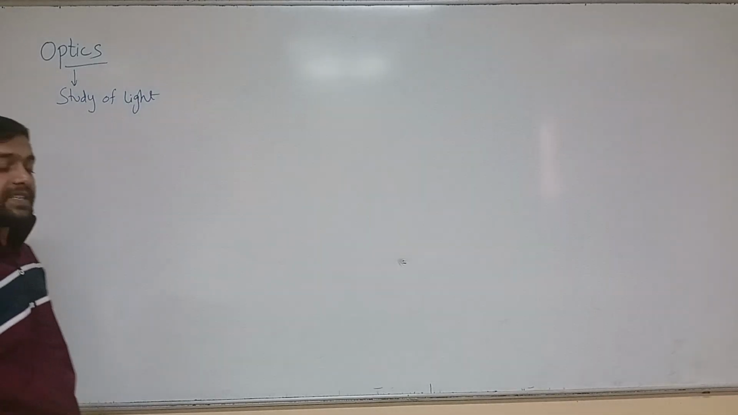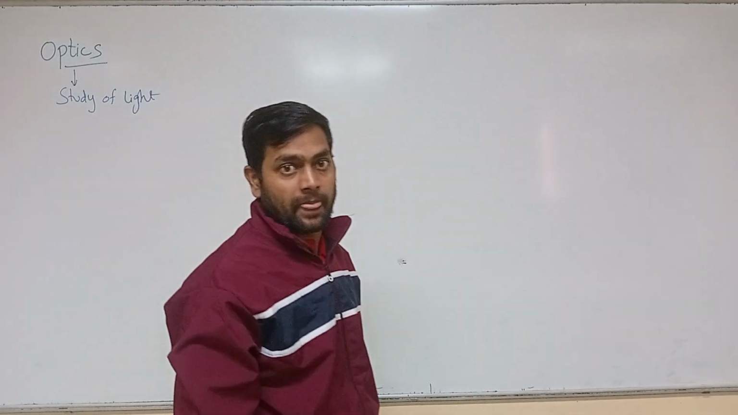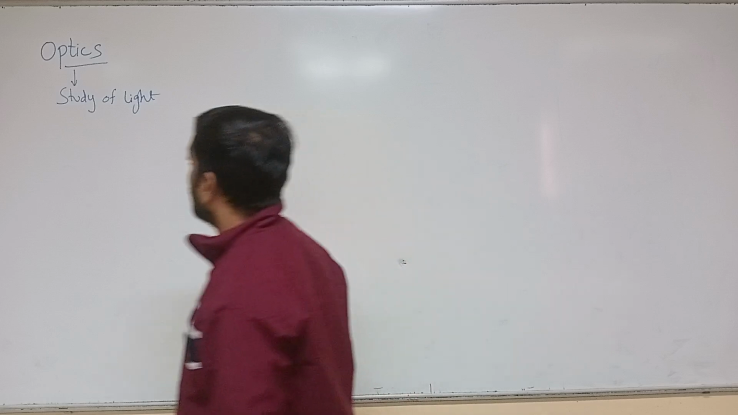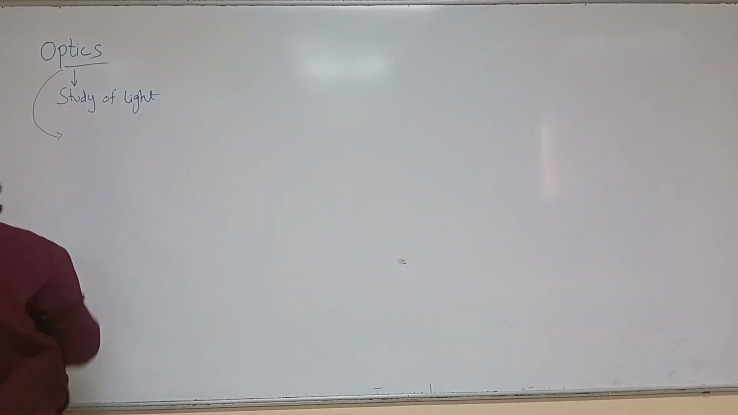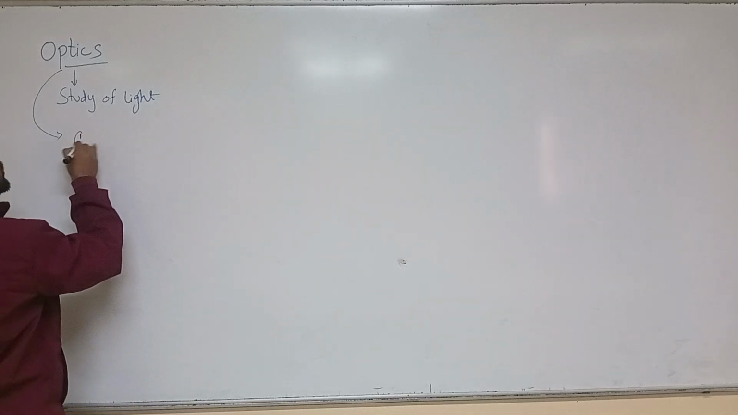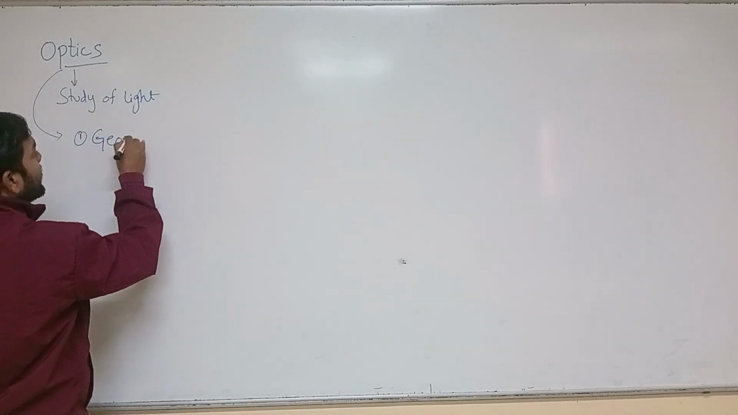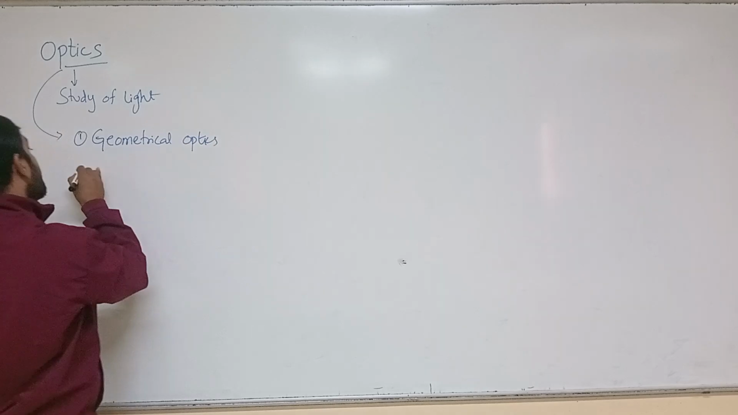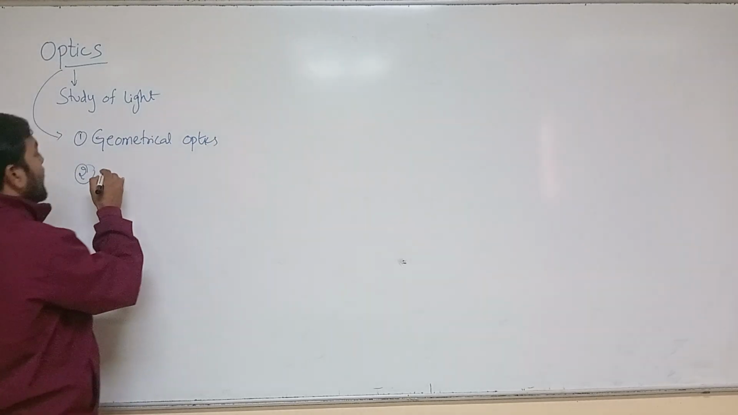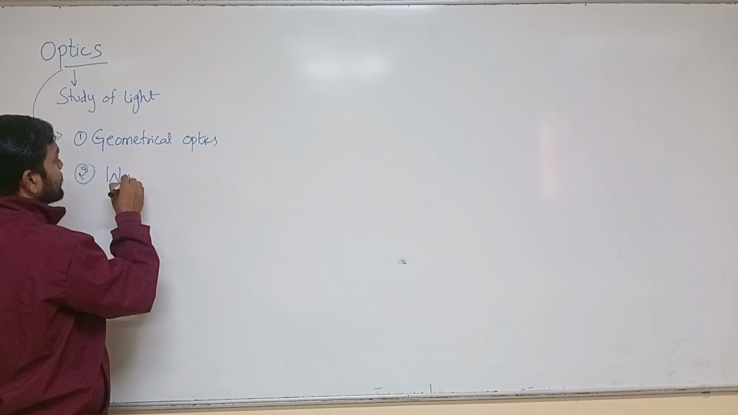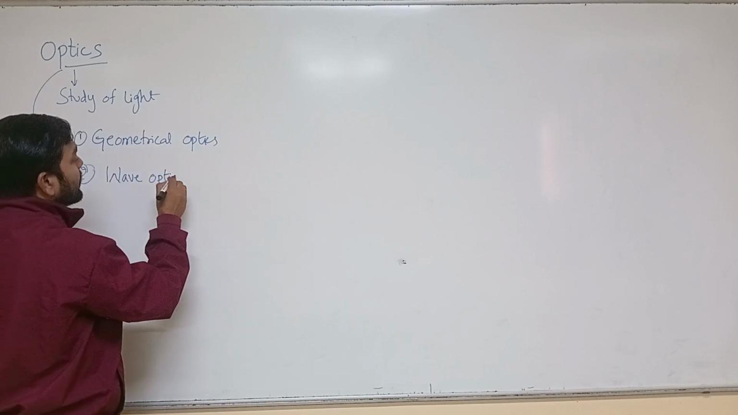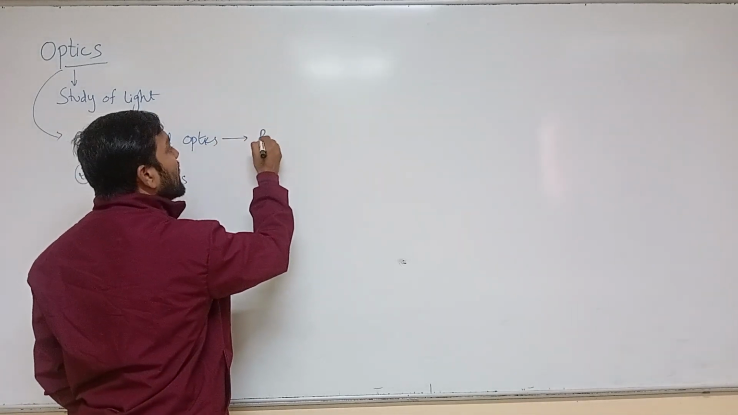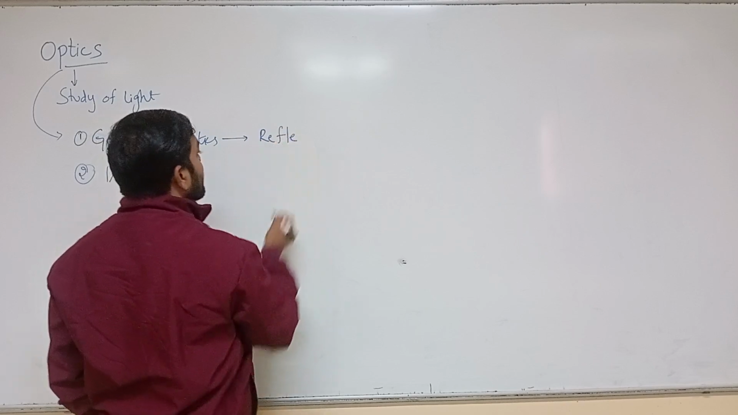So optics is divided into two forms. The first one is geometrical optics and the next one is wave optics. So in geometrical optics we are going to study reflection, refraction, like that.